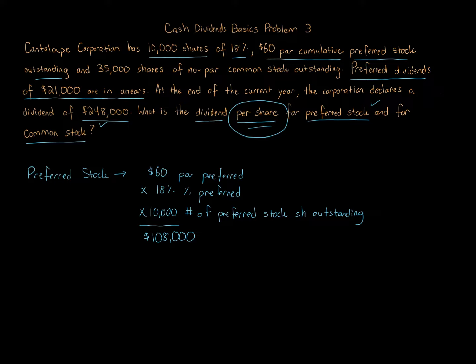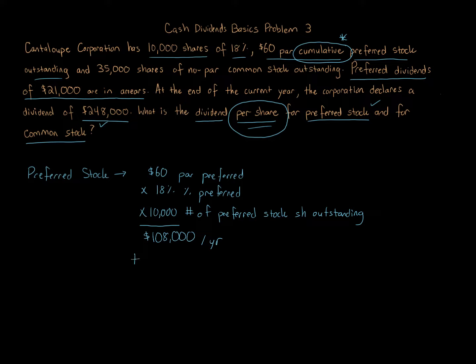Now, we're told that preferred dividends of $21,000 are in arrears. So keep that in mind. The $108,000 is the amount per year for preferred shareholders. Again, dividends are not required. If it's non-cumulative, you don't have to worry about arrears. Whether it's cumulative or non-cumulative, dividends do not have to be paid out. There's no legal amount. If it's cumulative, you do have to consider past years. We are told that this is cumulative, so we do have to take into account the arrears. If this was non-cumulative, you would ignore the $21,000.